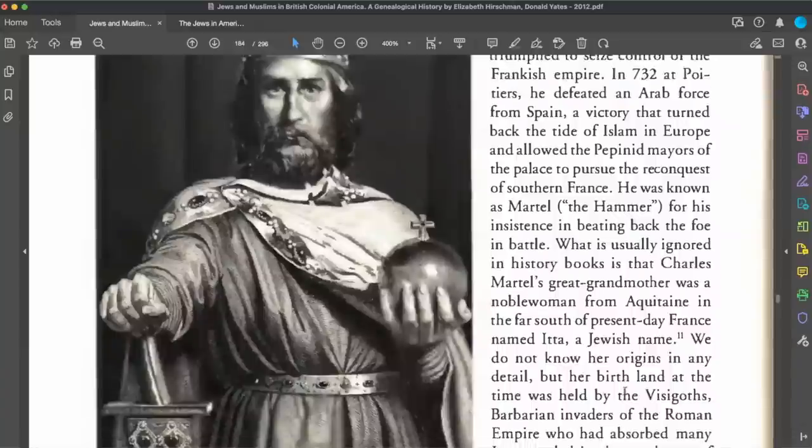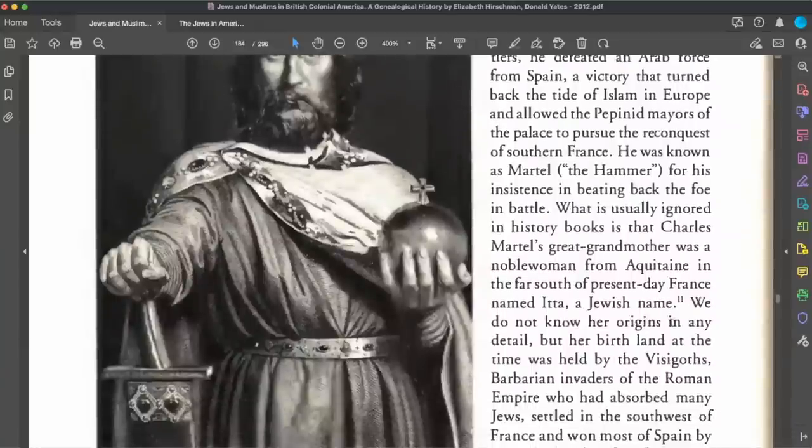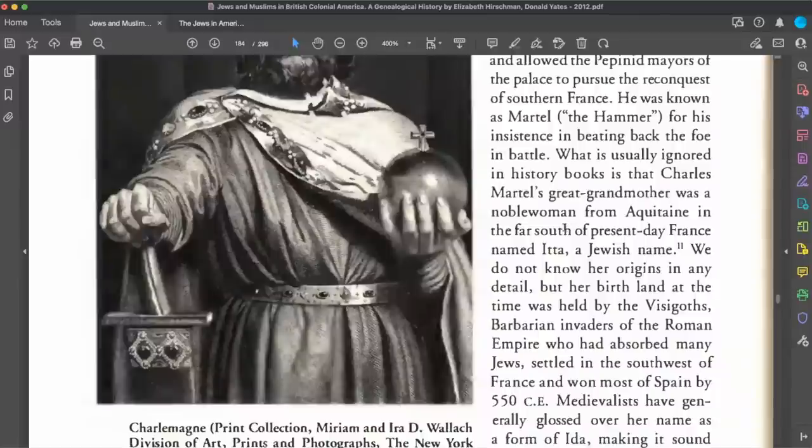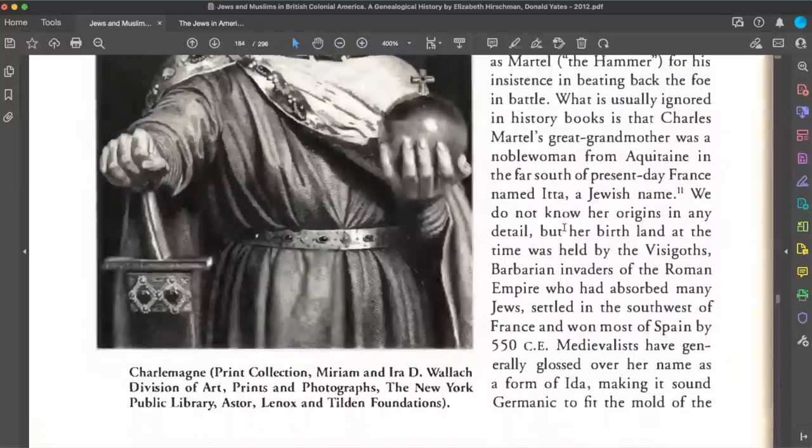Okay, his mom was what? His ancestry? We do not know her origins in any detail, but her birth land at the time was held by the Visigoths, barbarian invaders of the Roman Empire, who had absorbed many Jews. All right, who were the barbarians? The Romans, Idumeans, Edomites, and they what? Absorbed many Jews, so-called Jews, Hebrews, settled in the southwest of France and won most of Spain by 500 AD, 550.